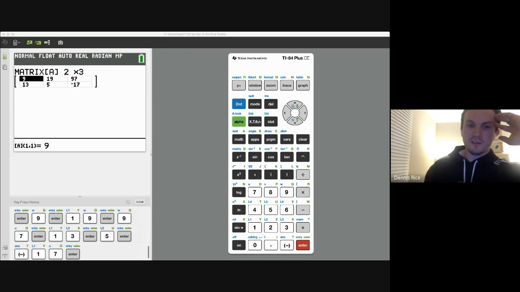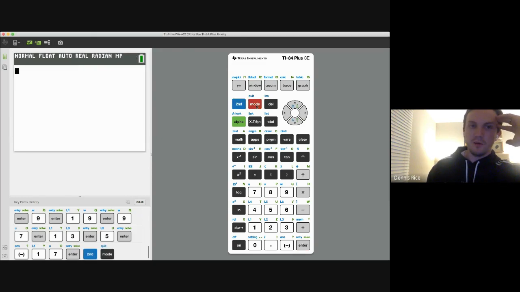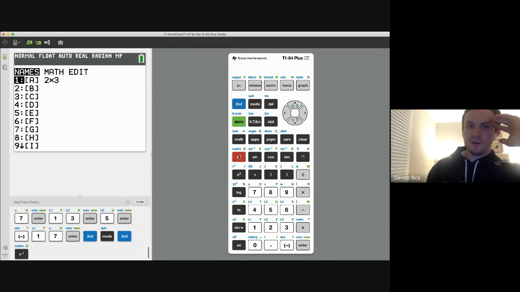Now, we know the answer to this ahead of time. The answer was negative 4, 7. So let's see if we end up getting it. Now what we want to do is quit. We want to get out of here. So we're going to hit second mode and we're going to go back in. You quit to get out of the creation screen. Now we'll go back in.